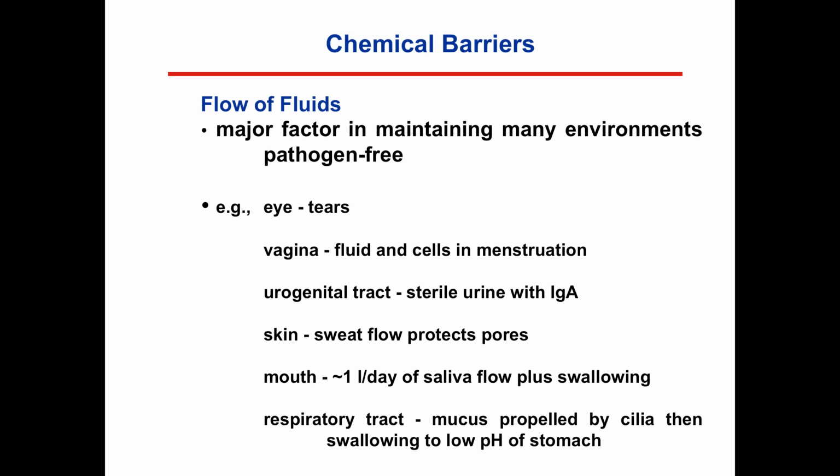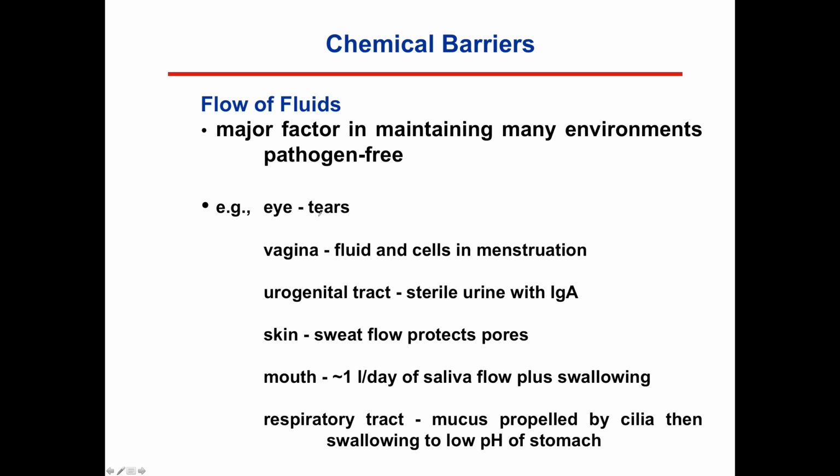So now the next set of areas are called chemical barriers. As we mentioned a little bit, there's a little bit of overlap here between the mucous membranes and the chemical barriers. First is the flow of fluids. This is a major factor in maintaining many environments pathogen-free. Here are several examples.